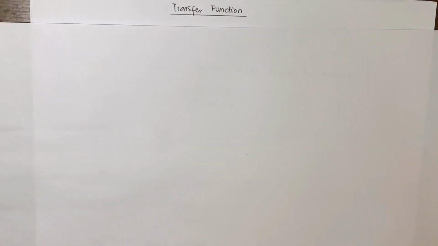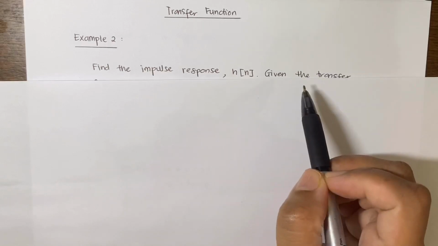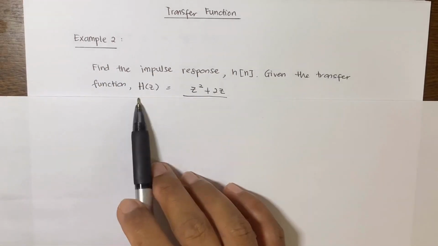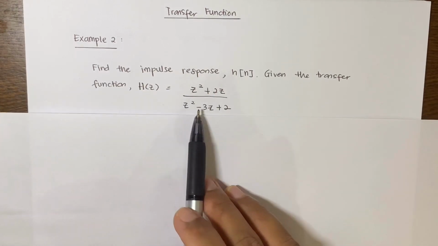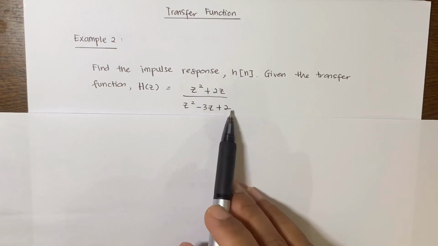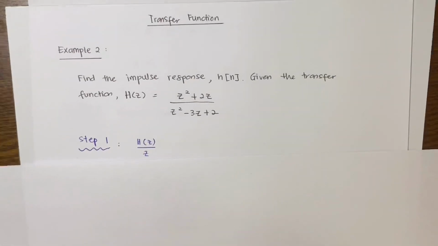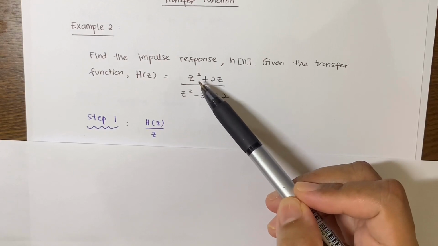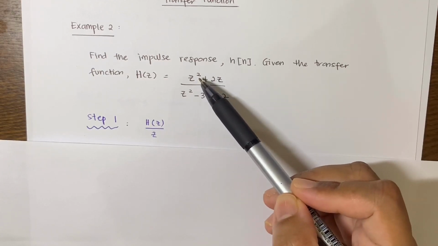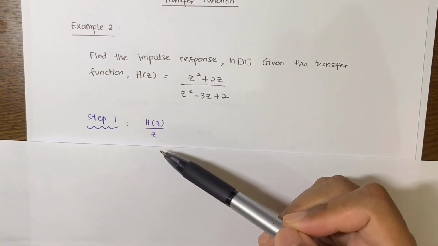Now we go to example 2 for the transfer function. Find the impulse response h[n] given the transfer function H(z) equal to (z squared plus 2z) over (z squared minus 3z plus 2). Now we have 4 steps here. The highest polynomial degree is z squared for both numerator and denominator, so you need to apply these steps.